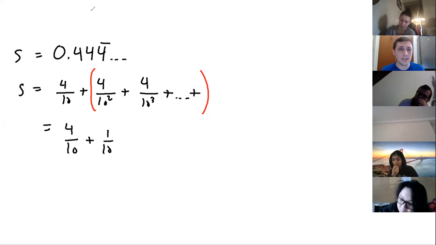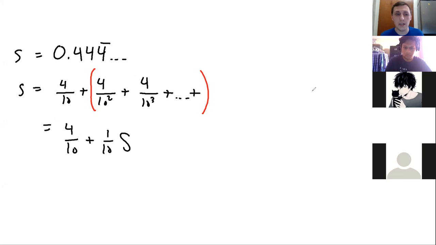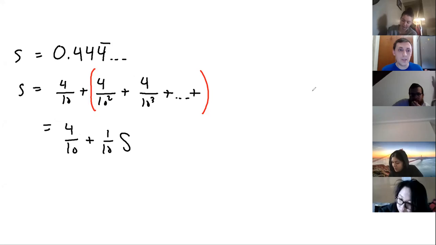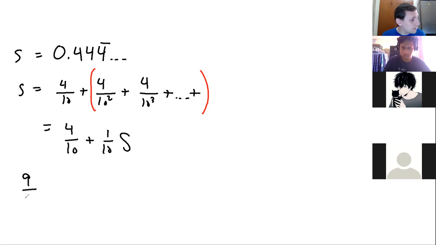So now I simplified my equation. The sum equals 4 over 10 plus 1 over 10 times the sum. And so moving it across the equal sign, I have that 9 tenths of the sum equals 4 tenths, which means that the sum equals 4 divided by 9. Let's see how many people answered it right. 1, 2, 3, 4, 5, 6, 7, 8. I think 8 people, guys, but not everyone.